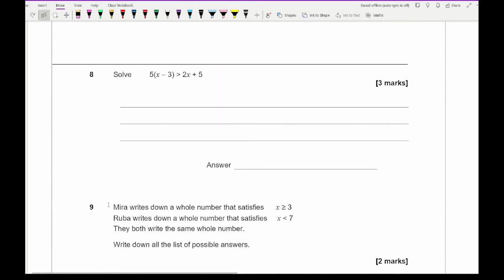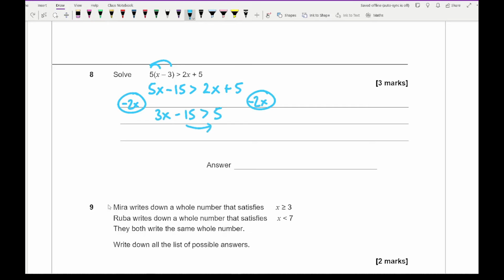Moving on to question 8, it says to solve. So here what we need to do is just expand the brackets first. So we get 5x minus 15. And again, always try and use loops if you're not great at expanding brackets. And then again, we want to get rid of the smallest x, which is 2x. Then we've got 3x minus 15 is greater than 5.